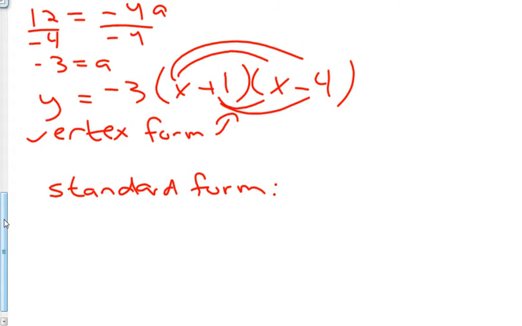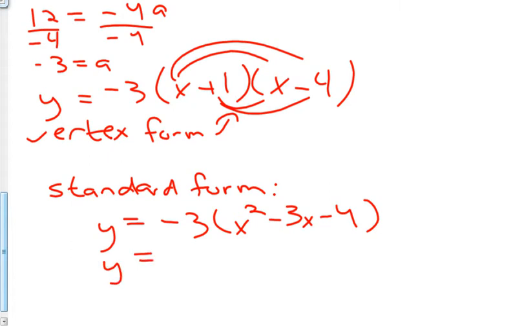My standard form is then going to be -3 times (x squared minus 3x minus 4). Sorry, this is y equals. So then my final form is going to be y equals -3x squared plus 9x plus 12. That is the standard form for this parabola.